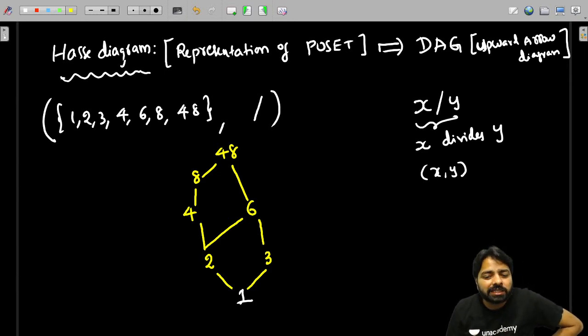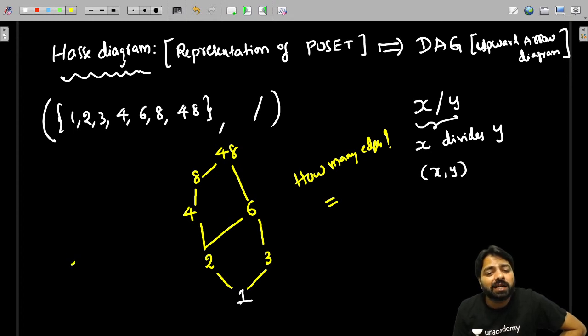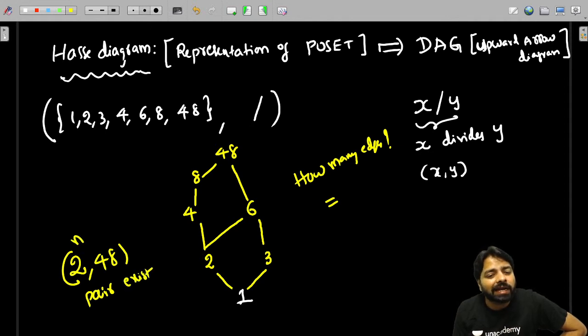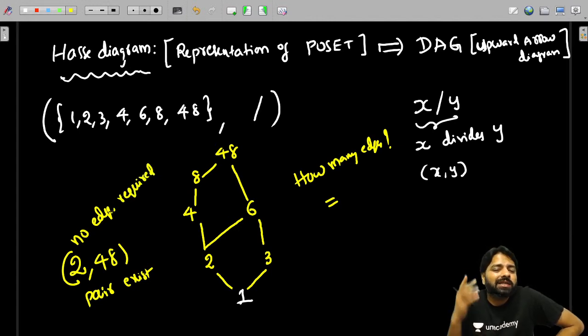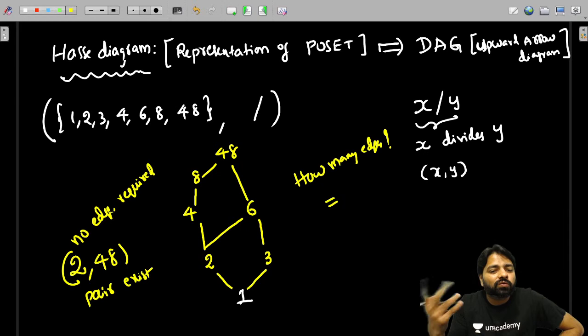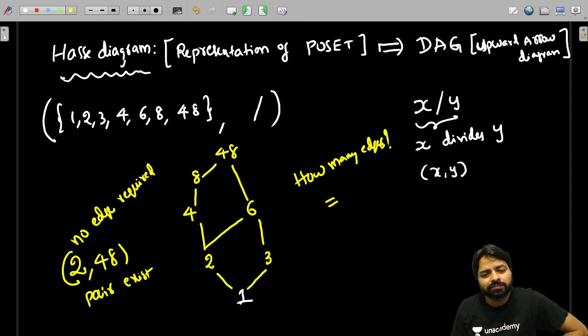And they may ask how many edges. How many edges? Then you need to answer properly. If you take unnecessary edges like transitive edges, here even though 2 divides 48, even though the pair 2 comma 48 is there, this pair also exists, but we don't draw an edge. This pair exists, but no edge is required for this, because transitively you can find 2 related to 48: 2 to 4, 4 to 8, 8 to 48, indirectly 2 to 48 is there. Everybody, how many edges are there? How many? 8.